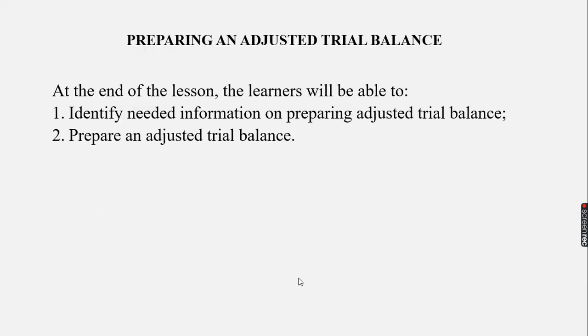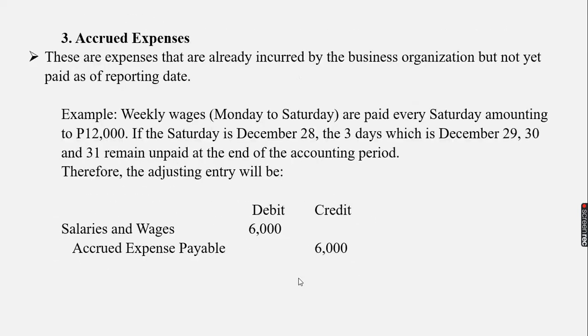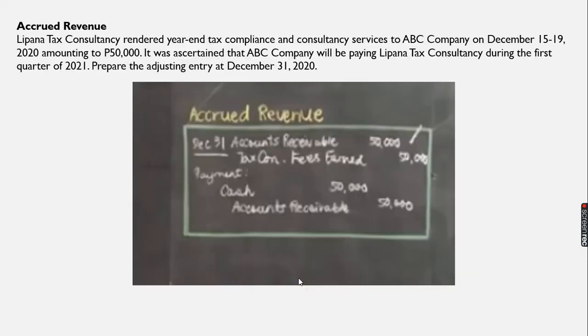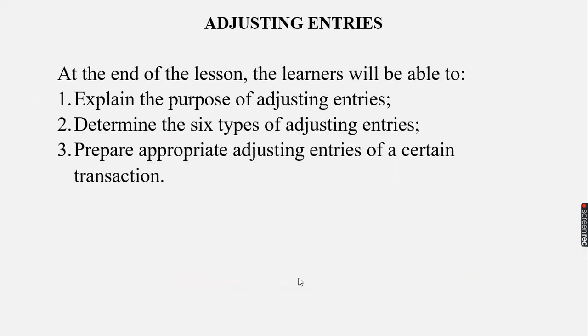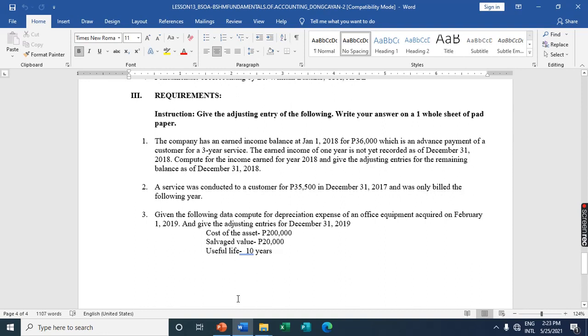Okay? So, we reach again the end of our lesson. Ayan. Sana naintindihan nyo kung paano mag-adjust ng entries natin at the end of the year. Okay? So, if you have any problem or hindi nyo naintindihan, mag-message lang kayo sa akin, okay? Now, let's go to your requirements. So, ano ba yung requirements ninyo?